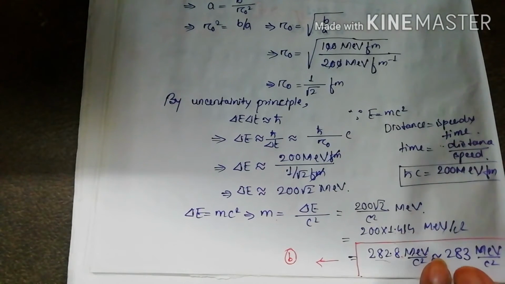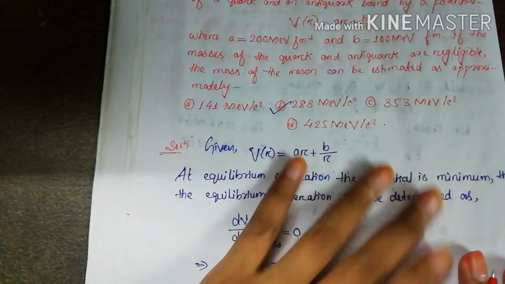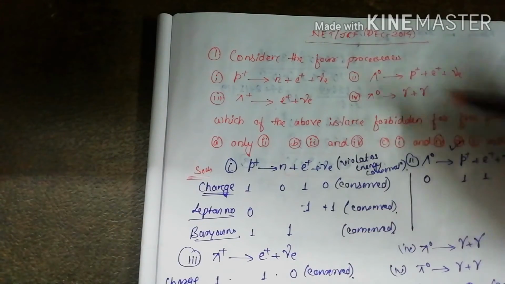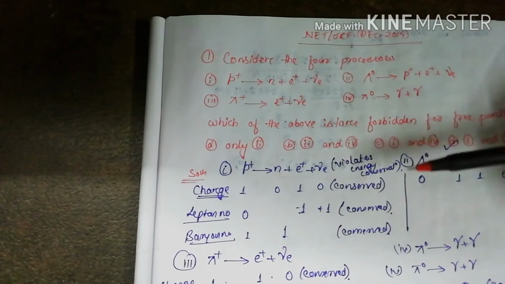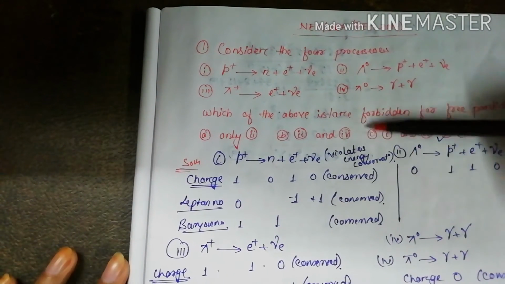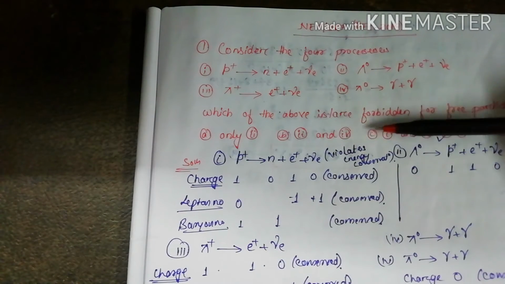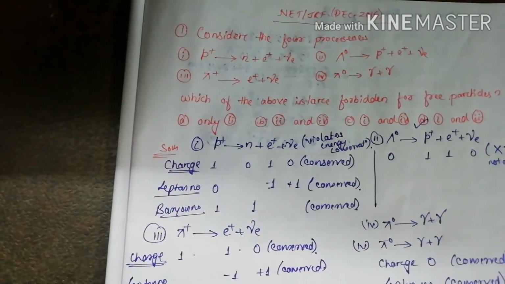I have taken it approximately 283 because the option is having 283 here, and all the other options are wrong. The next question is from December 2014, and here we are having 4 processes. Out of these 4, which of the above is, or are, forbidden for a free particle? This is what we have to see.